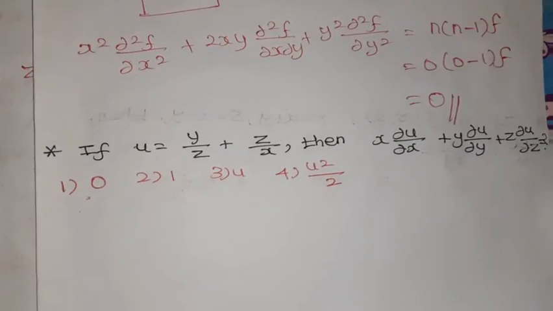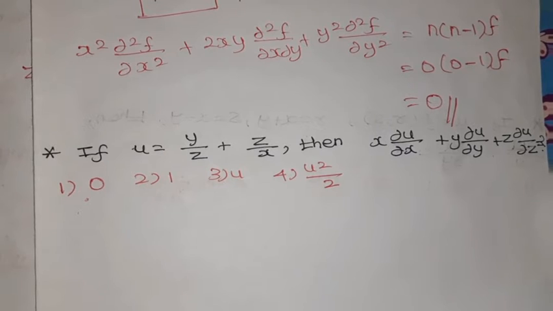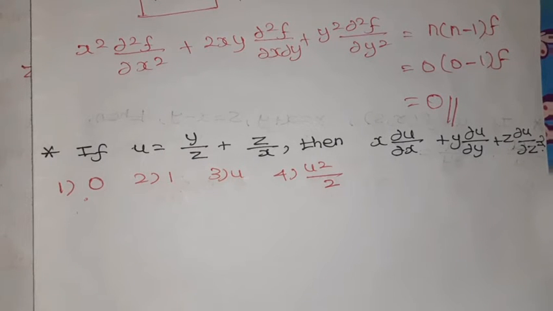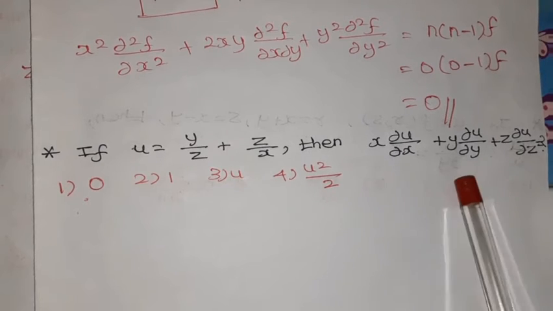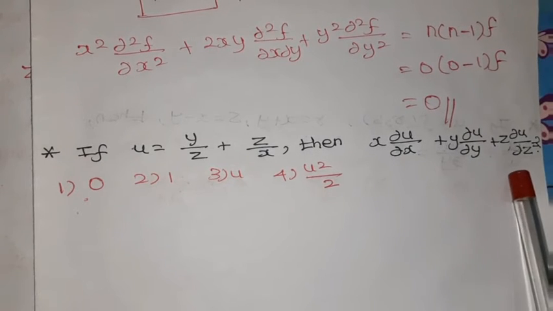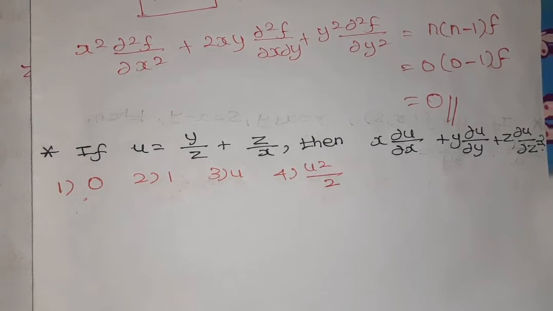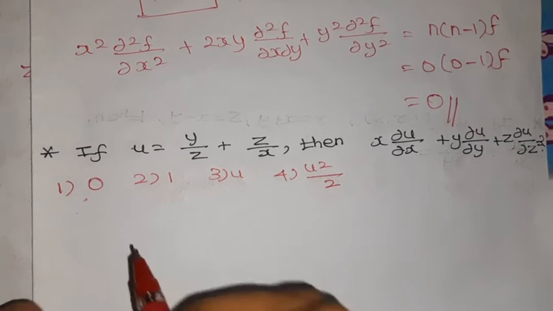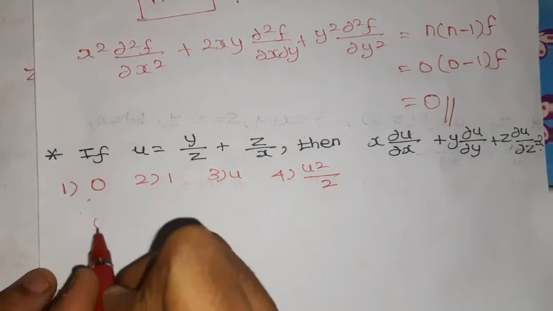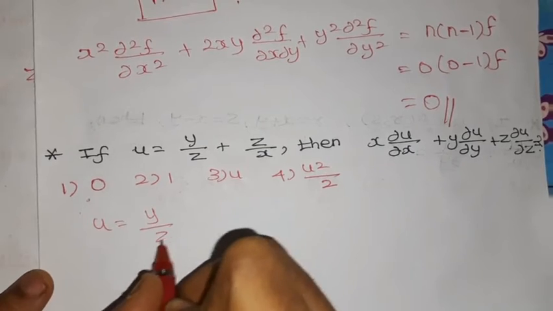Then if u equal to y by z plus z by x, then x ∂u/∂x + y ∂u/∂y + z ∂u/∂z, we need to find out. So if u equal to y by z plus z by x, what is given? First write down that question.